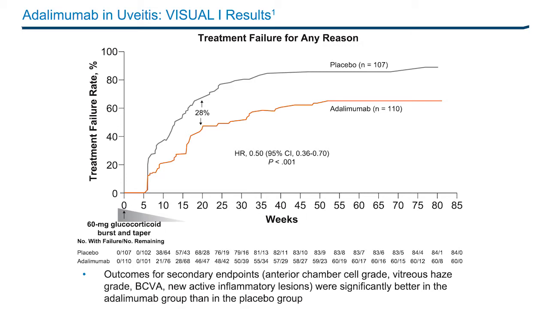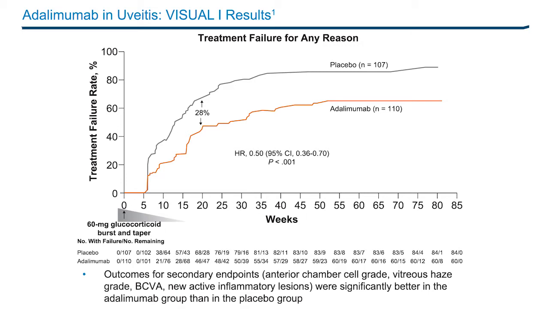The results demonstrated that the time to treatment failure was 24 weeks in the adalimumab group and 13 weeks in the placebo group. The patients in the adalimumab group were less likely than those in the placebo group to have treatment failure, and the outcomes with regard to the secondary endpoints also were less severe in the eyes that were treated with adalimumab, and that included the anterior chamber cells, the vitreous haze, the lesions in the posterior segment, and the best-corrected visual acuity. They all favored the adalimumab-treated group.